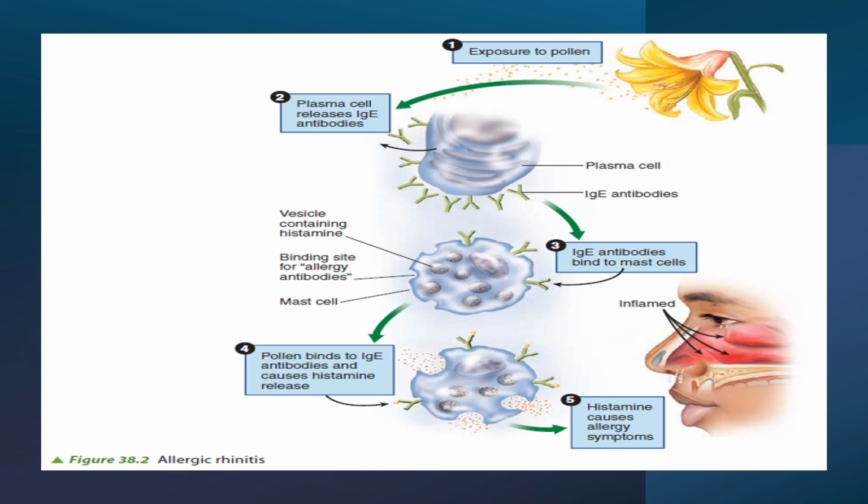Now, when your immunoglobulin E binds with the pollen, it causes the histamine to be released from the mast cells, wherein the histamine would cause allergy symptoms such as excessive watery colds coming out of the nose of the patient.